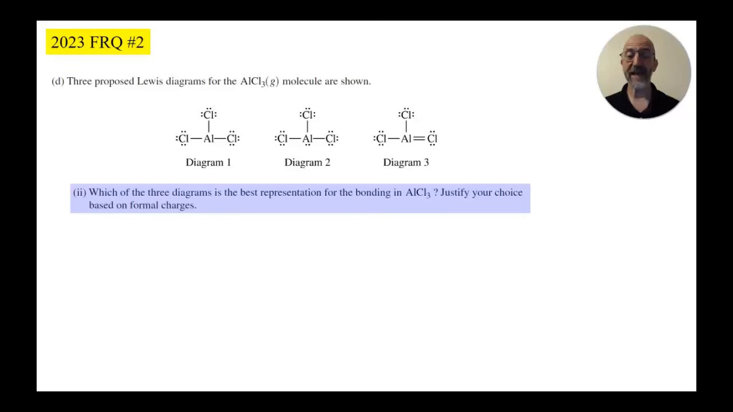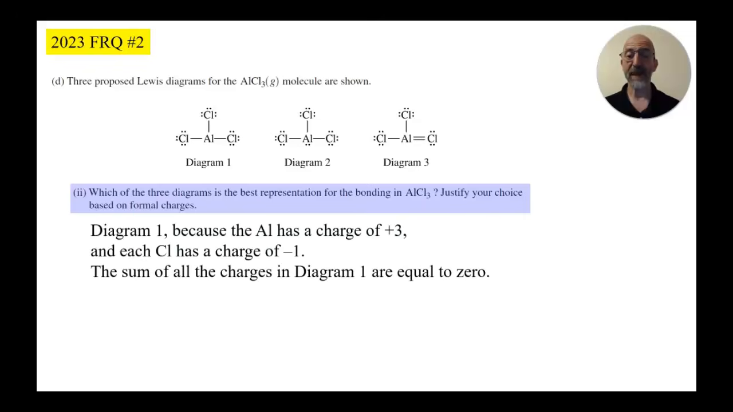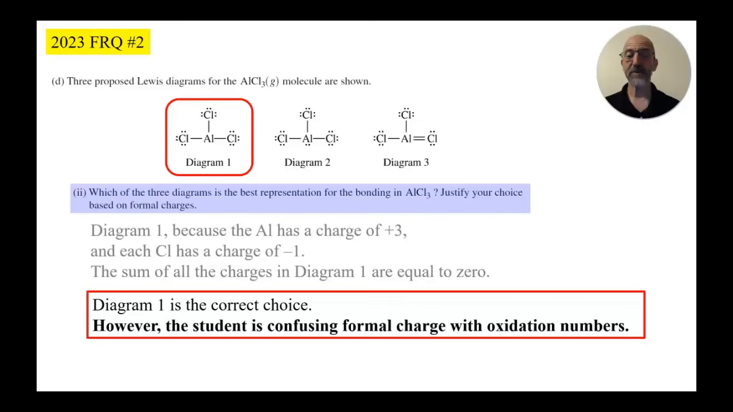This is what the student said. Again, this is an incorrect answer. So they said diagram 1 is the best representation for the bonding. They said because aluminum has a charge of +3, and chlorine has a charge of -1, and the sum of all the charges in the diagram are equal to 0. Now, did that student talk about formal charges or something else? So the mistake here is that the student is probably confusing formal charge with oxidation numbers. They made the correct choice, but their justification is incorrect.